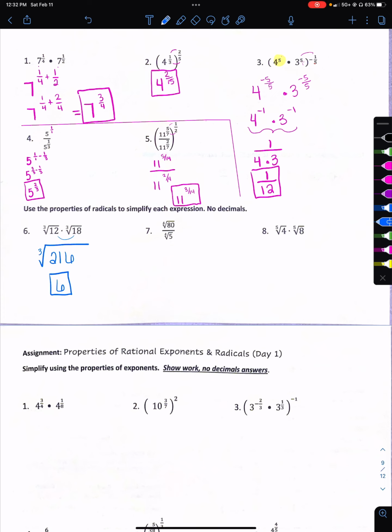On number 7, I'm going to be taking the quotient of 2 indexes, so we're going to be taking these 2 and placing them underneath a common root. So the fourth root, I have 80 divided by 5. That gives me the fourth root of 16, and the fourth root of 16 is 2. Alright, on number 8, they both have a fifth root. So I'm going to go ahead and place them under the fifth root. 4 times 8 makes 32. The fifth root of 32 is 2.